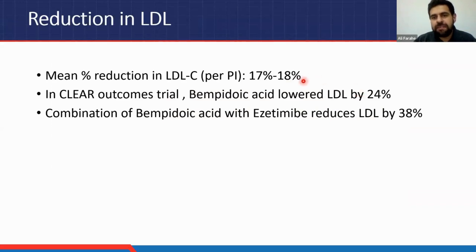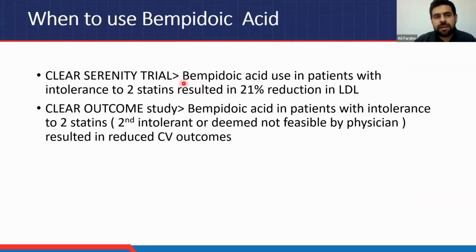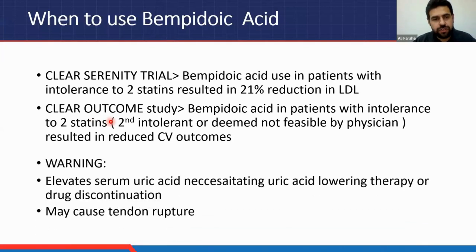It can reduce LDL by 17 to 18%, and the combination of ezetimibe with bempedoic acid is very good for patients with SAMS. It reduces LDL by up to 38%. So that gives us some options for managing these patients. There were two trials, the CLEAR Serenity trial and the CLEAR Outcomes study. The CLEAR Outcomes study was the first study which has shown that in patients with statin intolerance, bempedoic acid not only reduces LDL, but it also reduces cardiovascular outcomes. It was published recently, last year, so likely this will change guidelines in future.